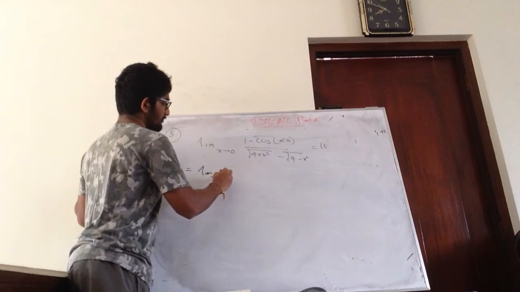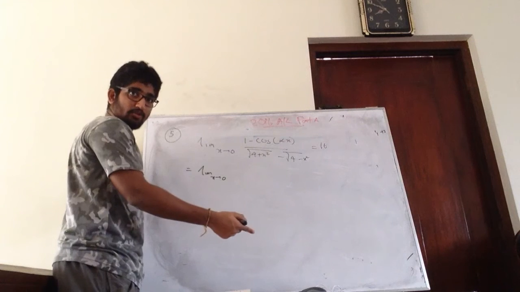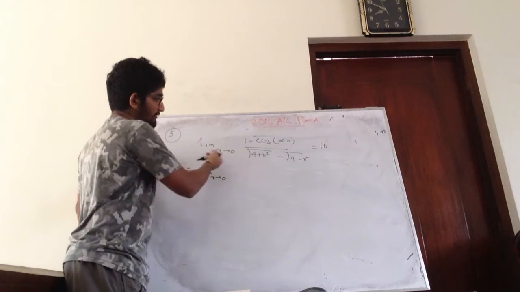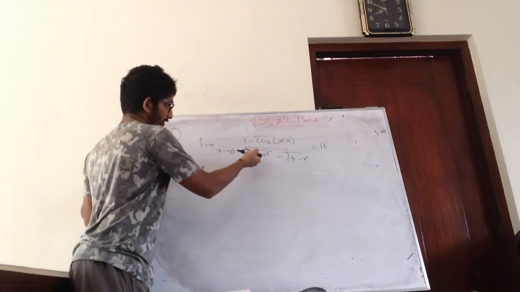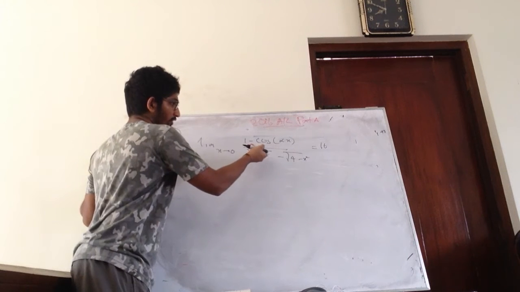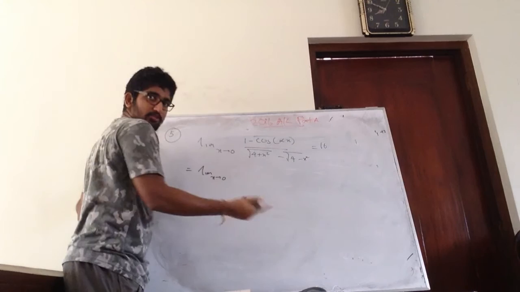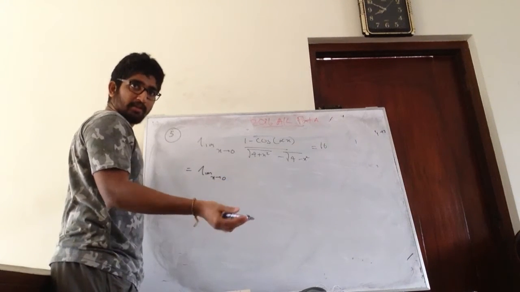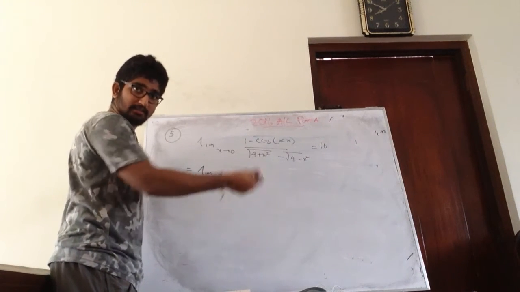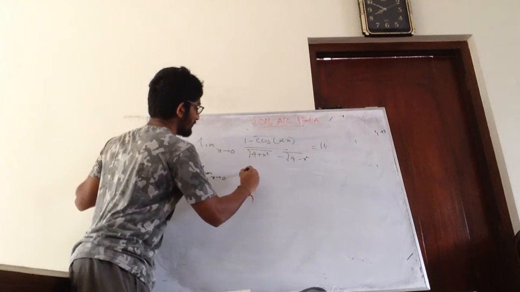Limit x goes to 0. I'm going to multiply this by the conjugate, because if I simply put x equals 0, this will be 4 minus 4 square root, that's going to be 0. So that doesn't make any sense here. I'm going to multiply by the conjugate.